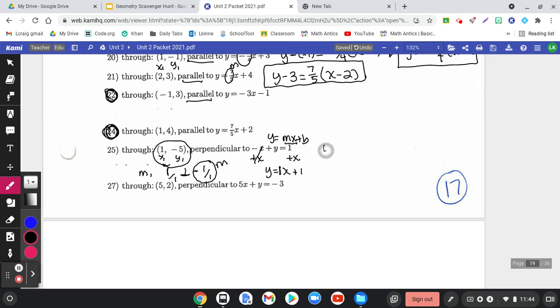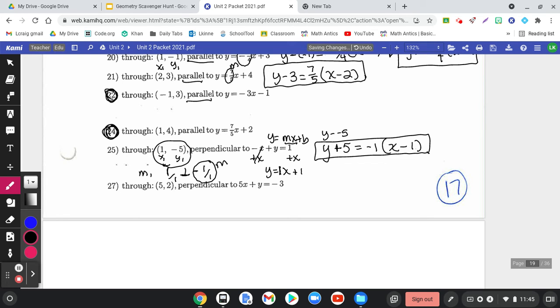So remember, it's y minus the y value in your point, but since it's a negative 5, we're going to put plus 5 instead of writing it like that. Equals your slope, negative 1, times x minus the x value in your point, x minus 1.